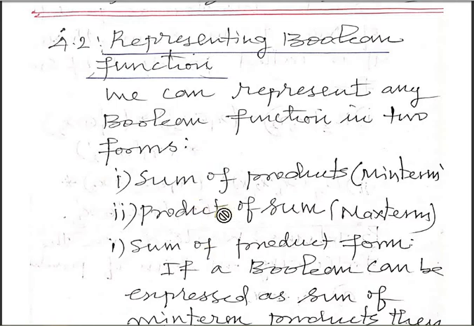So there are two representations of Boolean functions. One is sum of products, or otherwise we can say join of meets, or the other one, meet of joins. So there are two expressions that we have to understand. One is sum of products or join of meets, another one is meet of joins.